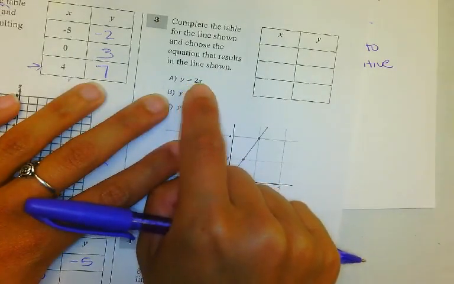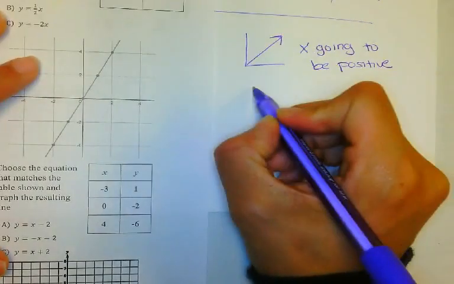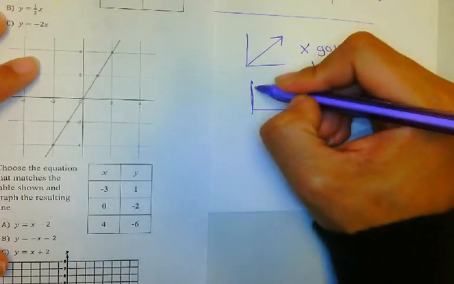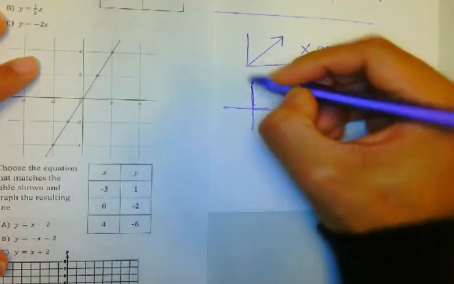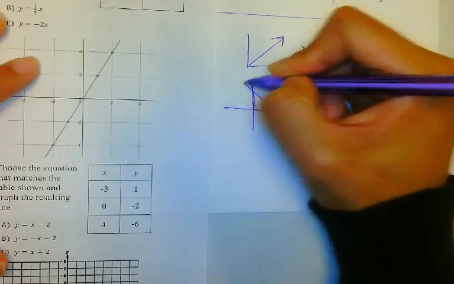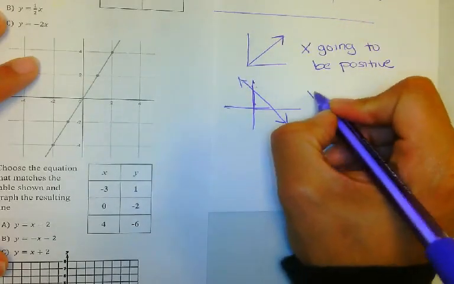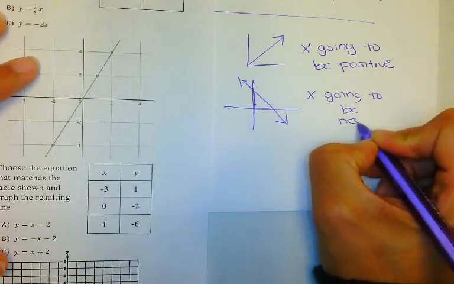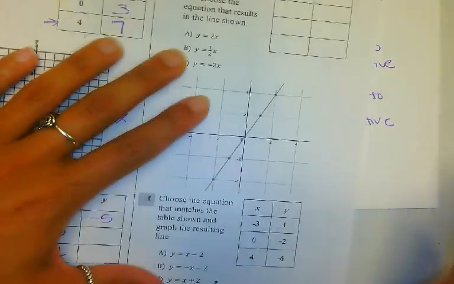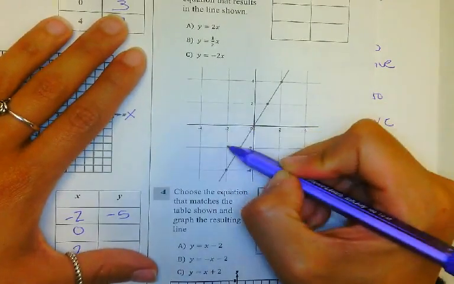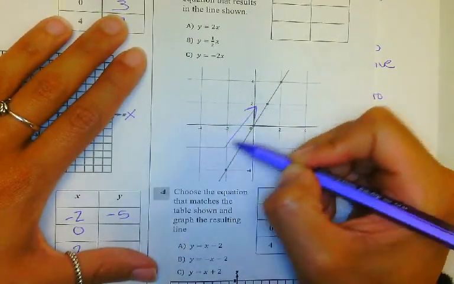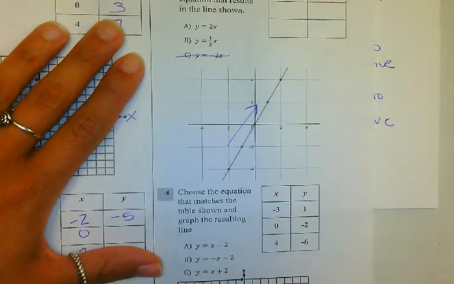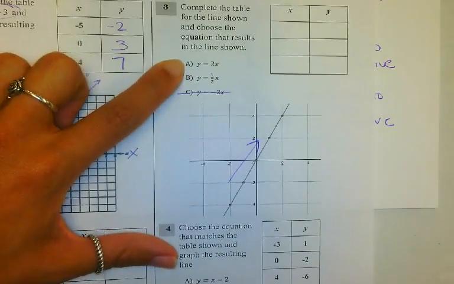That means my x, the number with the x, is going to be positive. If my graph goes down, like that, that means x is going to be negative. So before we even do anything, we notice it's going in an upward direction. That means it's going to be positive. I can already take this one out, because it's negative. So now I'm down to 2.